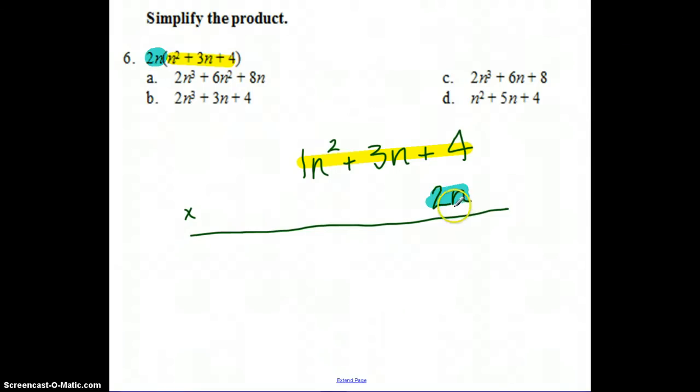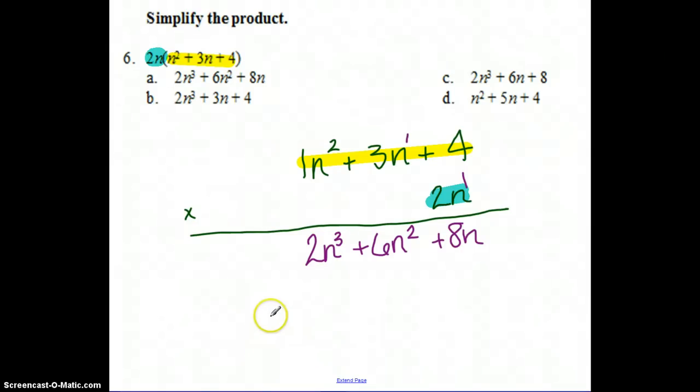Then I'm just going to start taking this 2n and multiplying it by everything. So 2n times 4 is 8n. Now before I go on, if you need to add ones here so it helps you remember what you're doing here, 2n to the first times 3n to the first means it's going to be 6n squared. Then 2n times 1n squared is going to be 2n cubed.